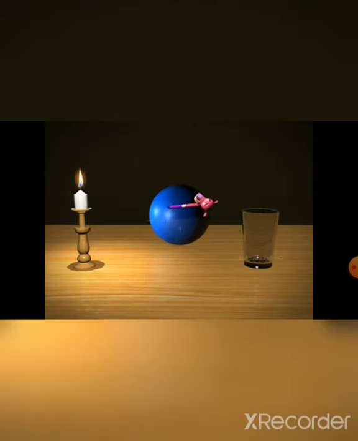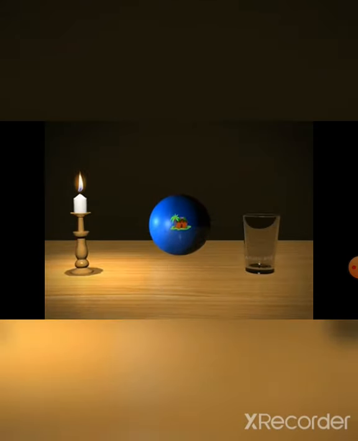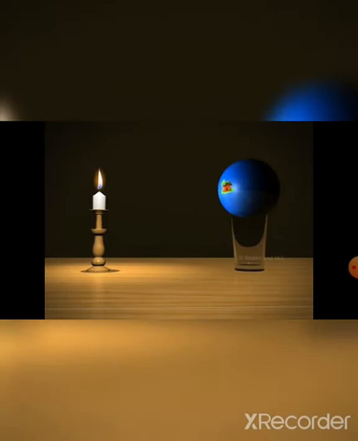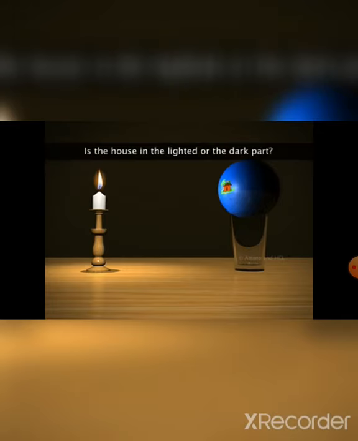With the pen, draw a small house on the ball. Place the ball on the glass and fix the candle in front. You can see that the candle light does not reach the whole ball. The part of the ball facing the candle is lit up, while the part away from the candle is dark. Is the house in the lighted or the dark part? Yes, it is in the lighted part.